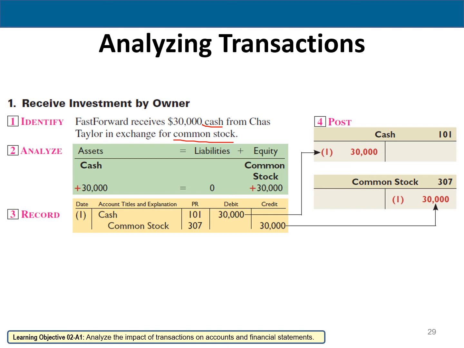All right, so then the question you have to ask yourself is: in order to get my asset account cash to increase, do I debit or do I credit? And we said a while back that in order to increase asset accounts, we have to debit, right? So we put our debit of $30,000 here to our cash account. And then we said that in order to increase our equity accounts, specifically our common stock account, we credit. So you put your credit here. And then you post your debits to the left side of the applicable account, and you post your credits to the right side of the applicable account.